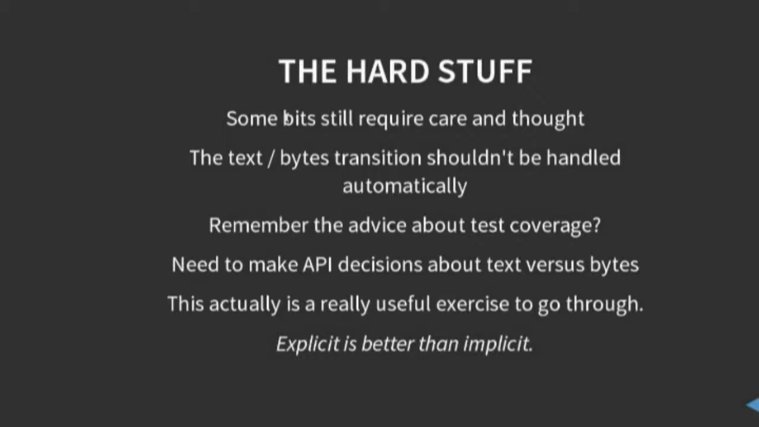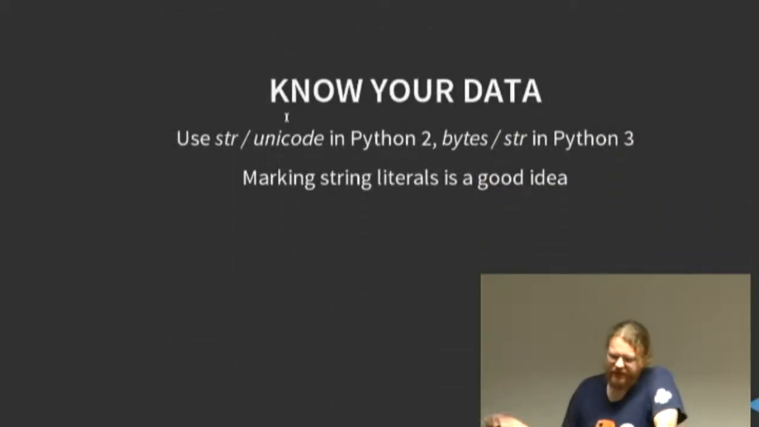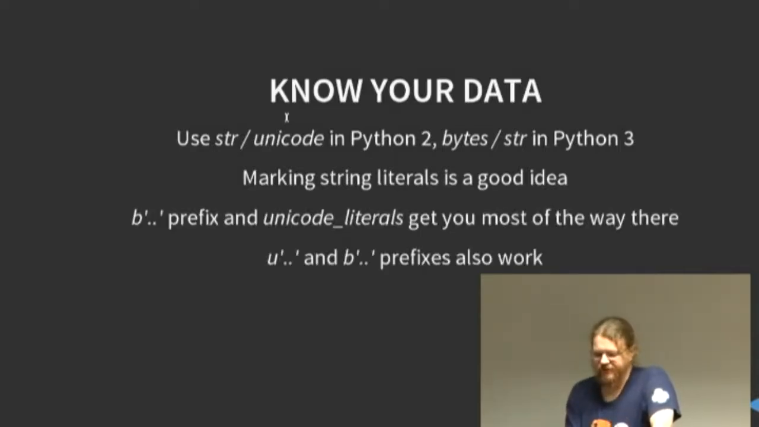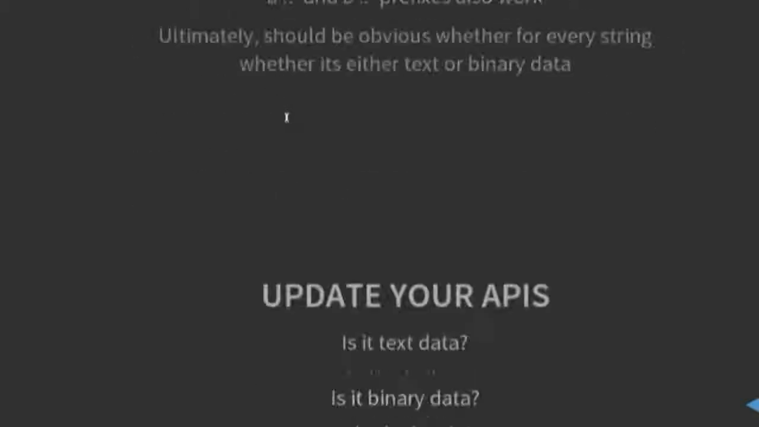Explicit is better than implicit, and the funky stuff Python 2 does with strings, automatically and implicitly converting to Unicode, is not explicit. So this is a really good process to go through. The tools can help you identify issues, but the tools don't know what your data is meant to be. Ideally, you do. If you don't, you're probably doing something wrong. So know your data. Marking all your string literals is a good idea. You can use the b prefix and unicode_literals from __future__, or u and b as you wish. Ultimately, it needs to be obvious whether the string is meant to be text or binary data, and that you can only do by going through the process.